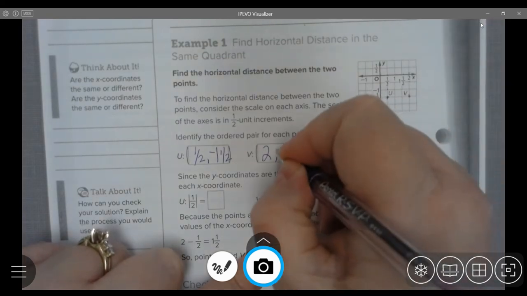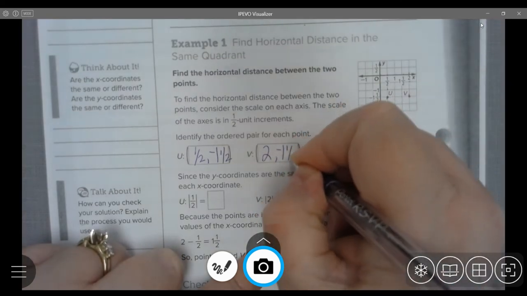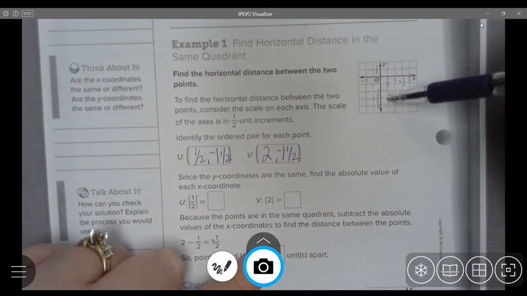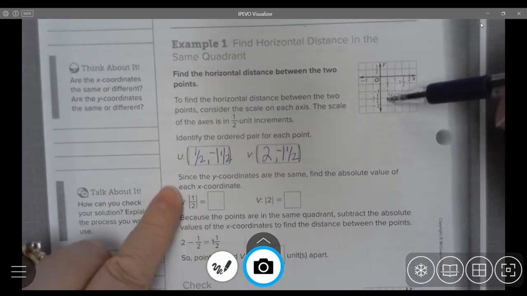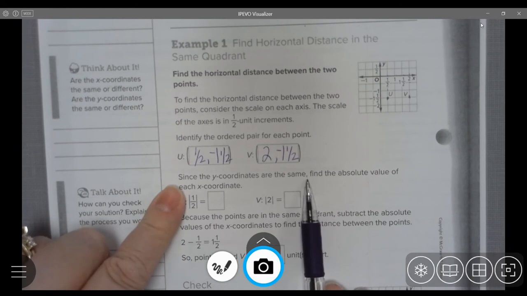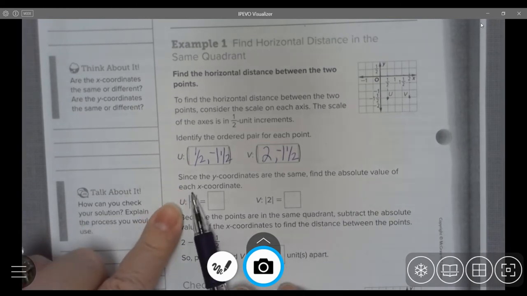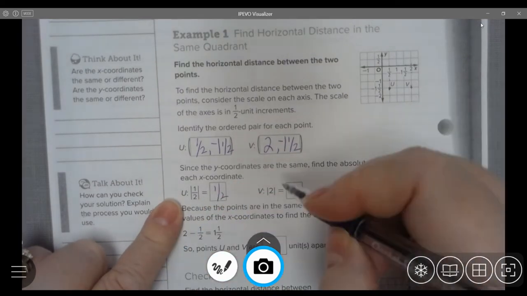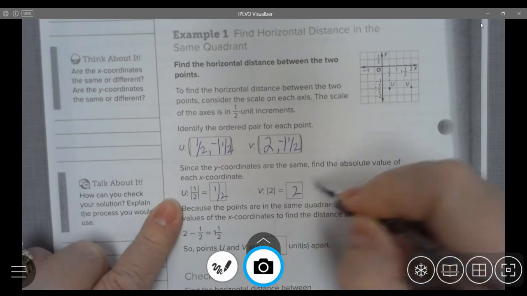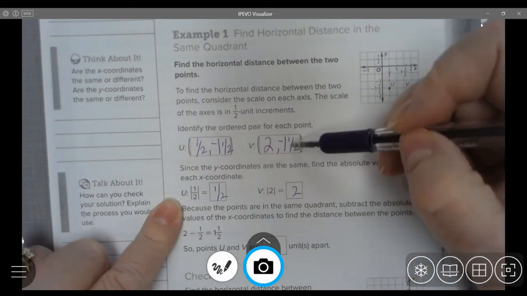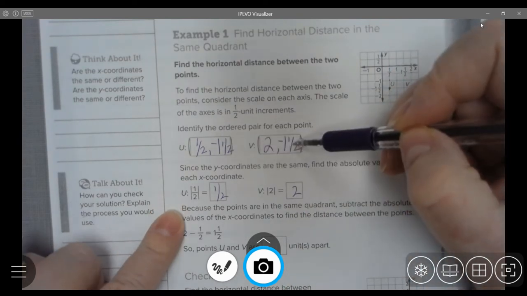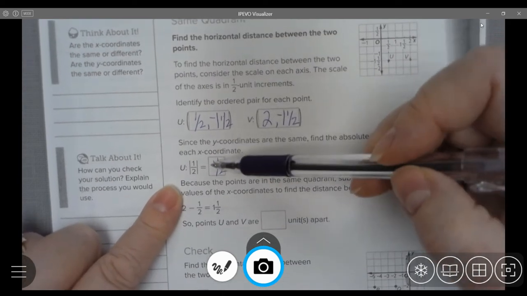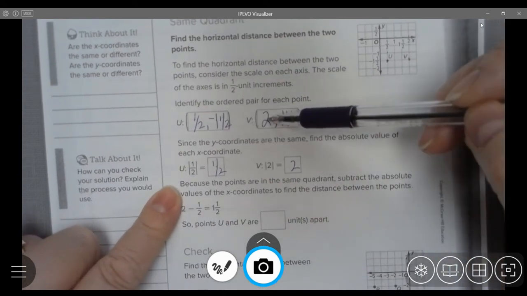It has the same y coordinate as U. These have the same y coordinate. So since the y coordinates are the same, find the absolute value of each coordinate. The absolute value of 1/2 is a half. Absolute value of 2 is 2. Because these y coordinates are the same, we don't have to deal with those right now. What we're doing is finding the absolute value of the x coordinates.